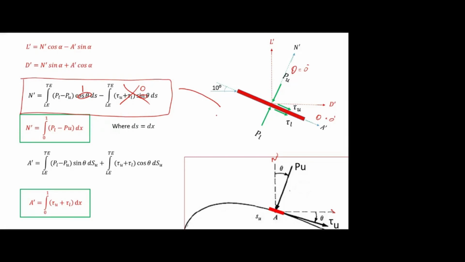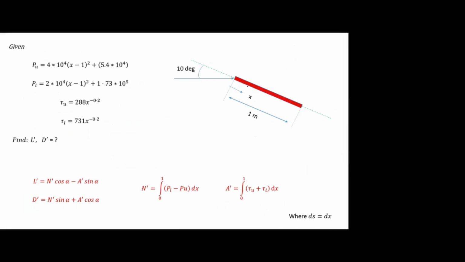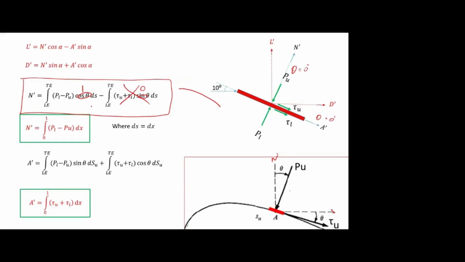But in the problem they have mentioned that along the plate the variable is x. Instead of s they have given x. We can use any notation. So instead of ds I am writing dx. So this equation is for the flat plate. Is that okay?